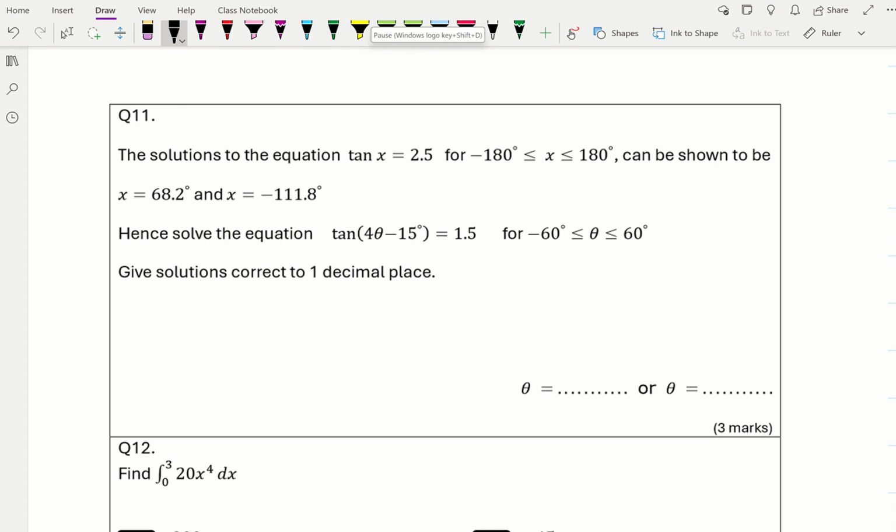And it says, hence solve the equation tan(4 theta minus 15). Oh, I think there is, let's have a look there. I think there is a typo here because those two should be the same. So let me sort this out first.